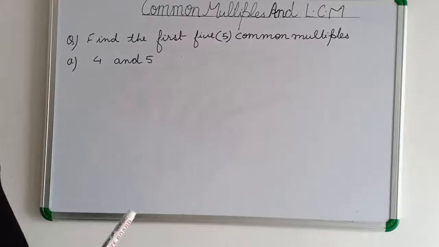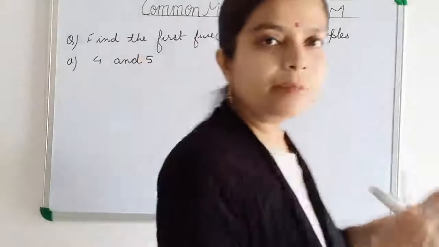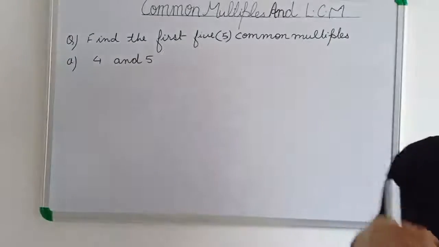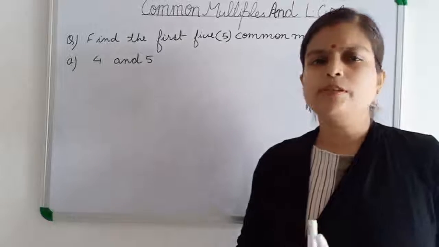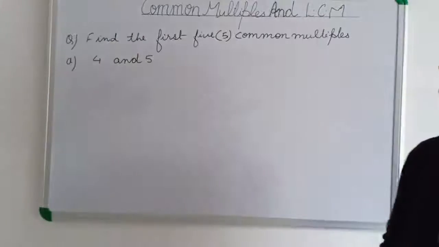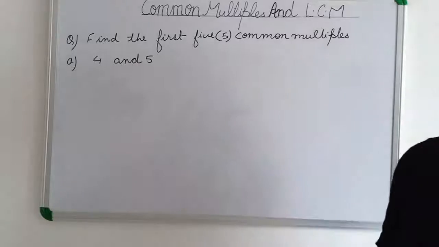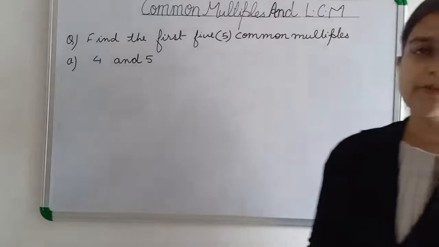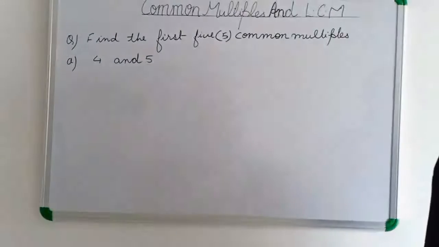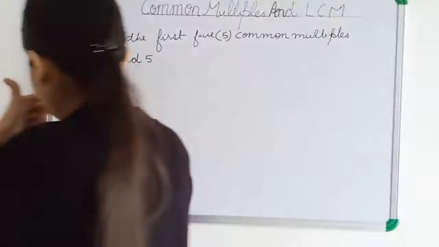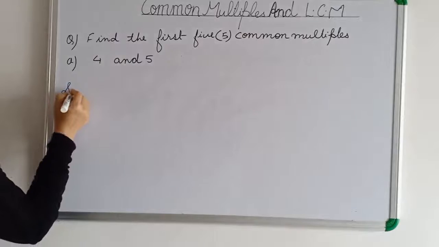Four and 5. These are the two numbers and we have to find the common multiples of these two numbers. What we will do first? First we will write the multiples of 4, but we can't write all the multiples of 4 because they are unlimited. So we will write some multiples of 4 and then some multiples of 5, and then we'll find the first 5 common multiples. So the solution will be like this.